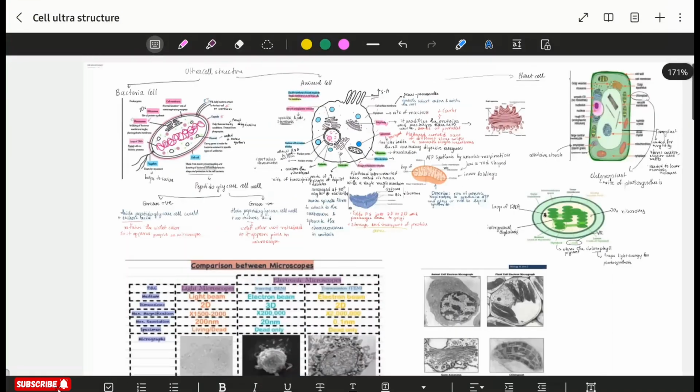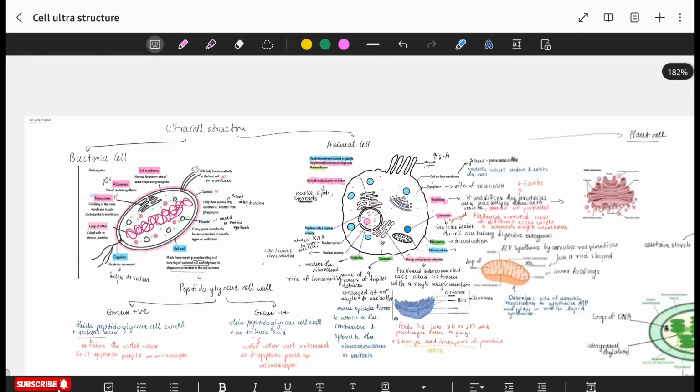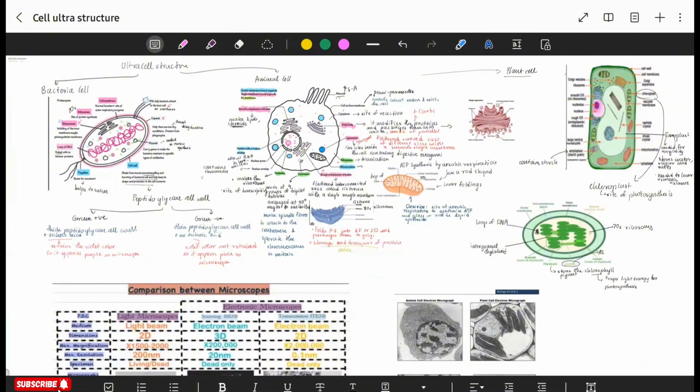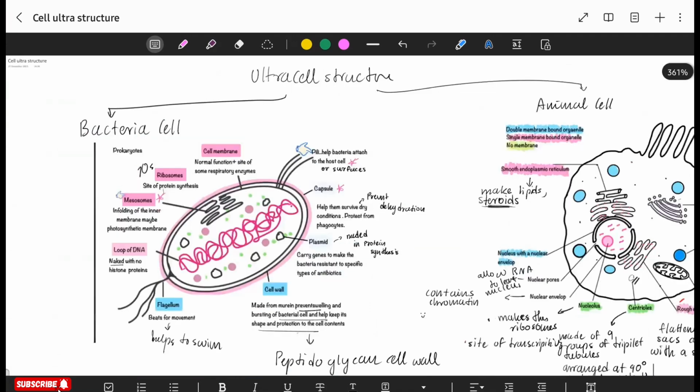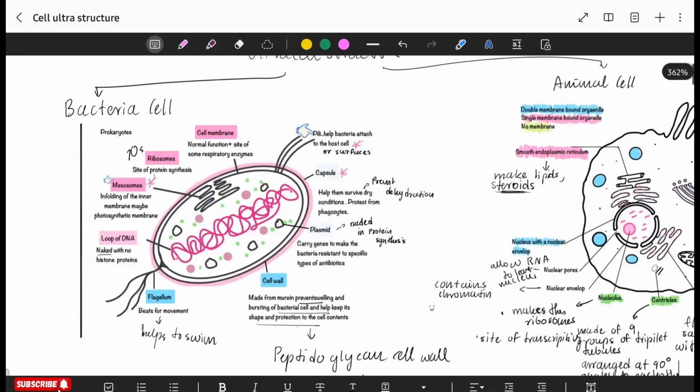If you start here, we know we have a few types of cell. We have the bacterial cell, animal cell, and plant cell. We'll be discussing their characteristics and their structure. Let's start with the bacterial cell, which is the most ancient or earliest cell and the simplest one. Bacterial cells have a cell wall, cell membrane, and ribosomes.